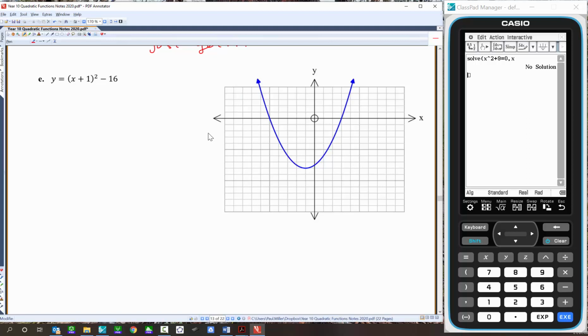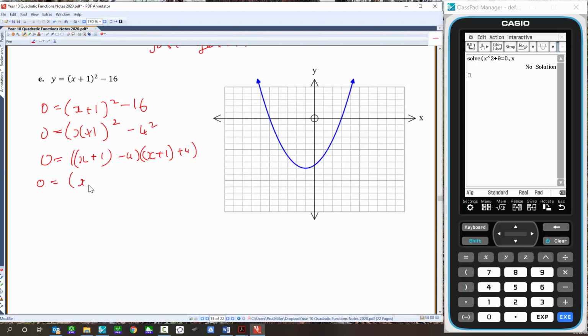All right, this one here, let's get these x-intercepts. Okay, a couple of different ways of doing this. Let's go 0 equals x plus 1 squared take 16. So the x-intercepts occur when y is equal to 0. All right, so here is one particular method. I'm going to set this up with DOPS. X plus 1 all squared take 4 squared. 0 equals x plus 1 take 4, x plus 1 plus 4. Okay, 0 equals x take 3, x plus 5.